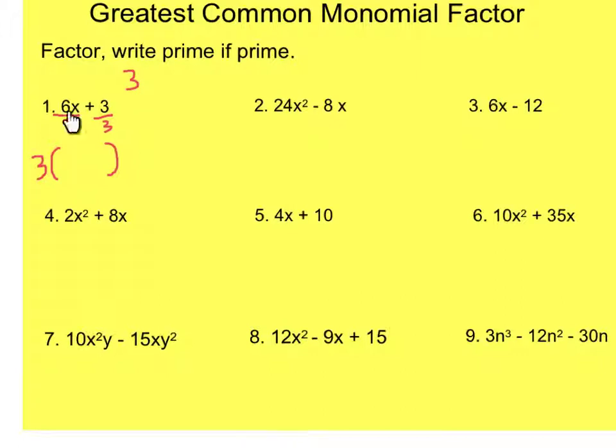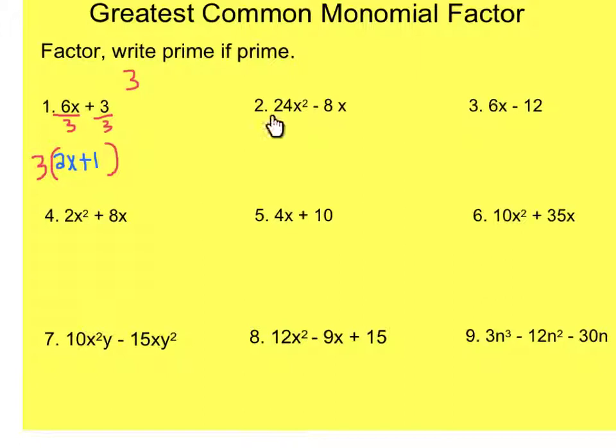All we have to do now is say 6x divided by 3. That's 2x. And then we say 3 divided by 3. That's 1. So notice, we took an addition problem and now we made it into a multiplication problem. And you can always check, because if you do the distributive property, 3 times 2x is 6x, 3 times 1 is 3. You get back to the question.